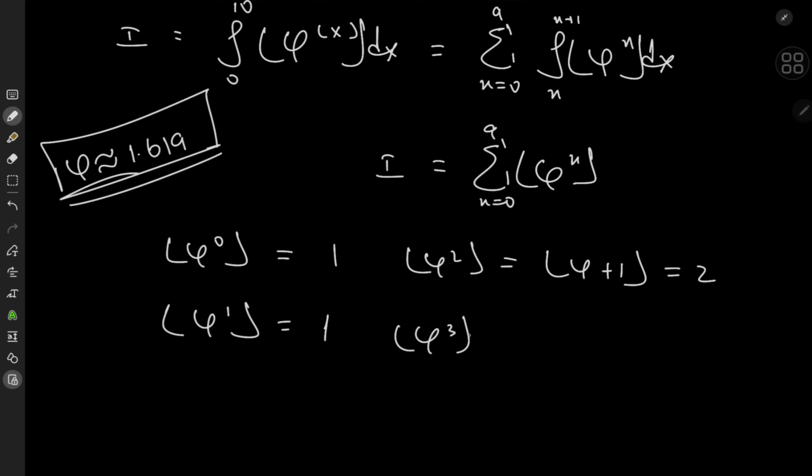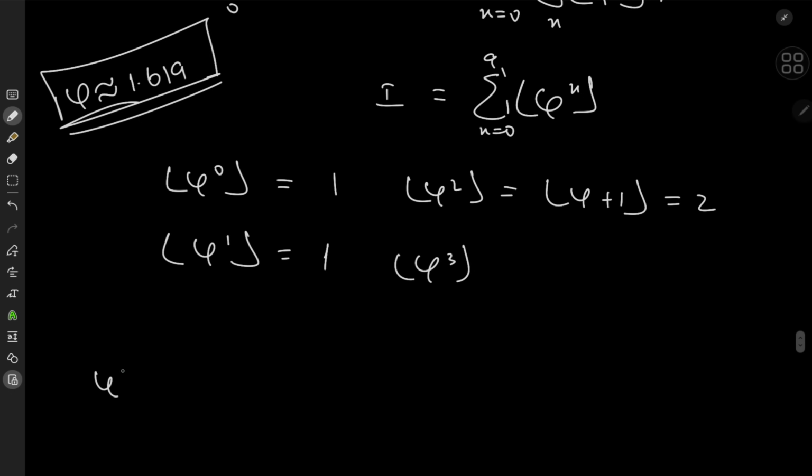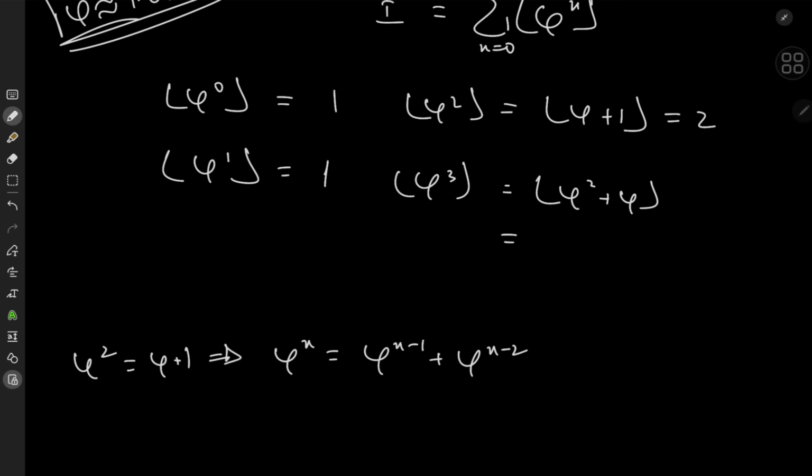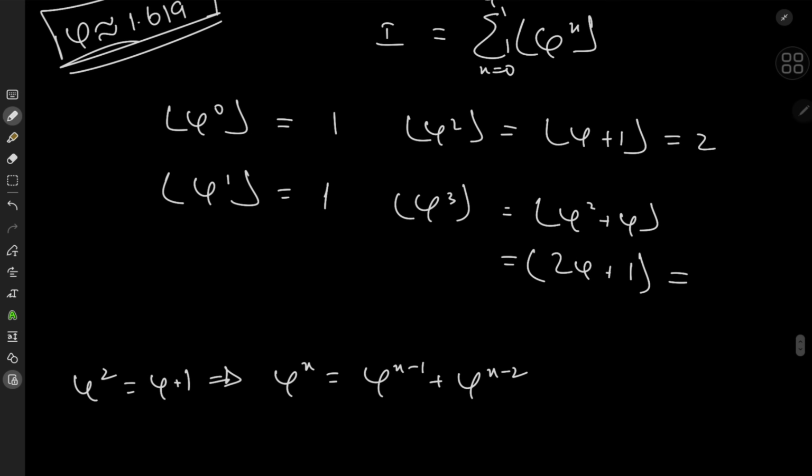Now what's phi cubed? Oh, something that would come in handy. Phi squared equals phi plus 1. So multiplying by phi to the n minus 2 gives us phi to the n equal to phi to the n minus 1 plus phi to the n minus 2. Yeah, that's something nice to know. So phi cubed is just phi squared plus phi. And again, phi squared is just phi plus 1. So you got 2 phi plus 1. So this thing would be, what, 3.2 something plus 1 and a 4.